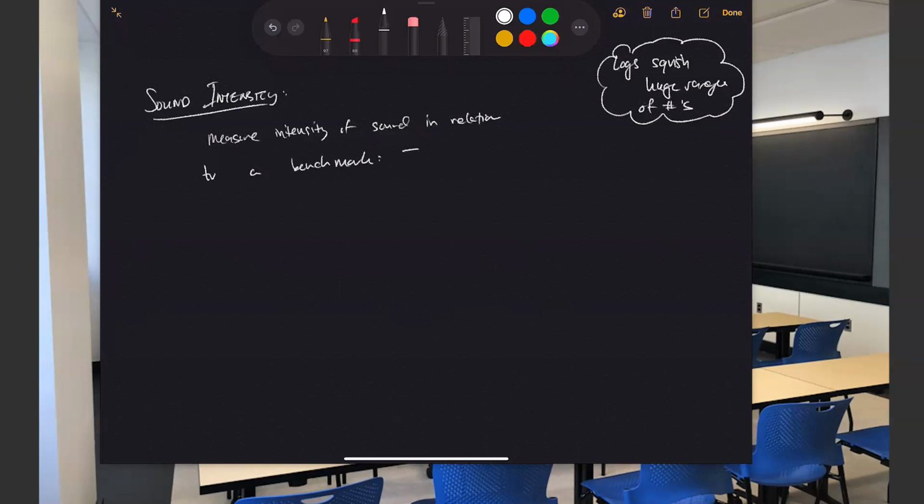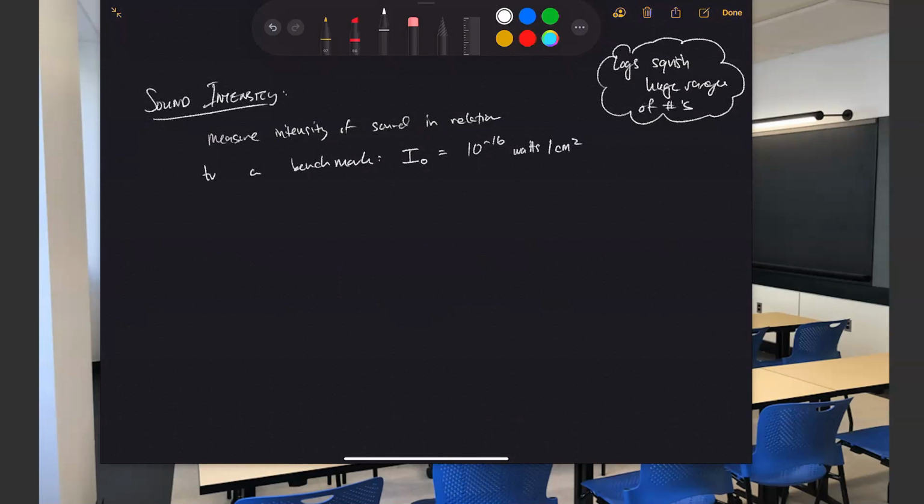Since it's such a huge range, we use this notation I naught, or I sub 0, which is the sound intensity that's barely audible to most humans. This intensity is 10 to the negative 16th, measured in watts per centimeter squared.